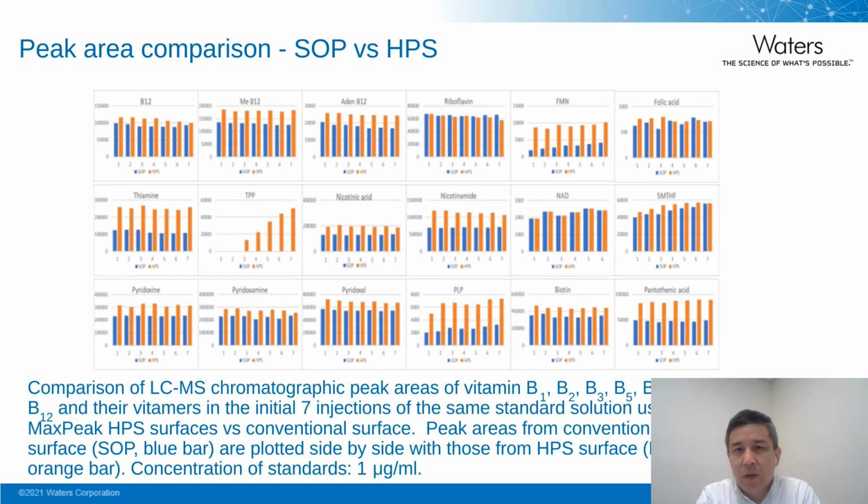Also, if you look at some of the B vitamins, the FMN, flavin mononucleotide, the thiamine, the TPP, the thiamine pyrophosphate, and the PLP, the pyridoxal 5' phosphate. They have a significant higher peak areas from the HPS setup than the SOP setup.